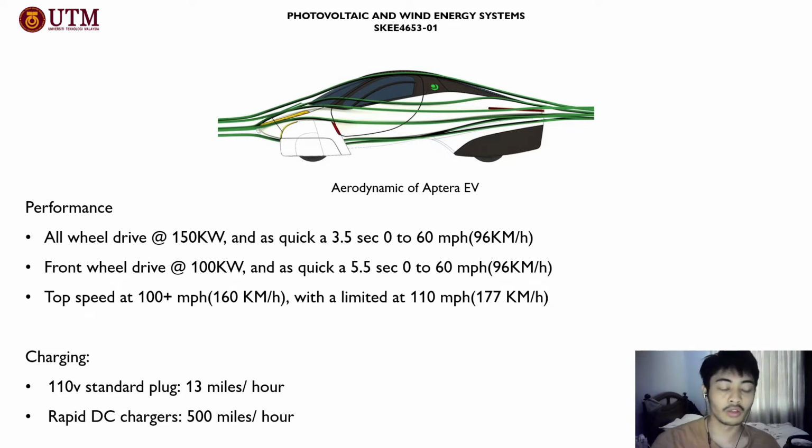And also if the solar energy is not enough to move around, you can charge the car by using an electric charger, and it has two types: one is the standard plug, and the other is the rapid DC charger. With the standard plug you can get 30 miles in a 1 hour charge, and with the rapid DC charger you can get up to 500 miles in a 1 hour charge, which is fast.